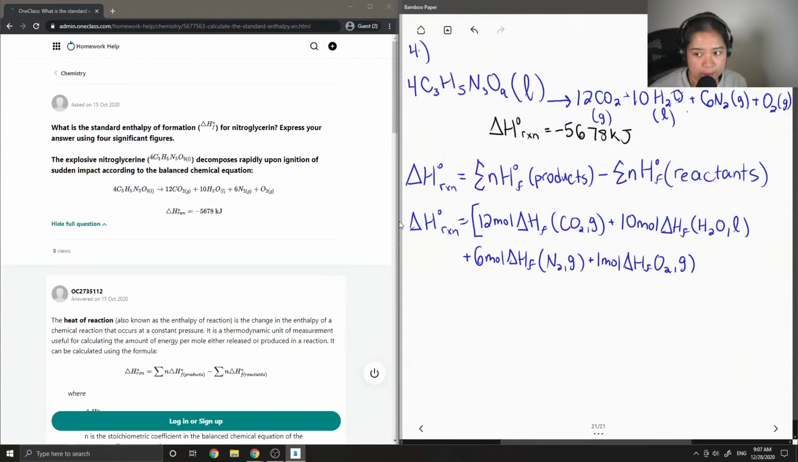Okay, so the equation doesn't end here because that was only our product side. We then have to subtract by the delta H of formation of our reactants, which is only the nitroglycerin. So it's 4 times the delta H of formation of, I'll just write nitroglycerin.